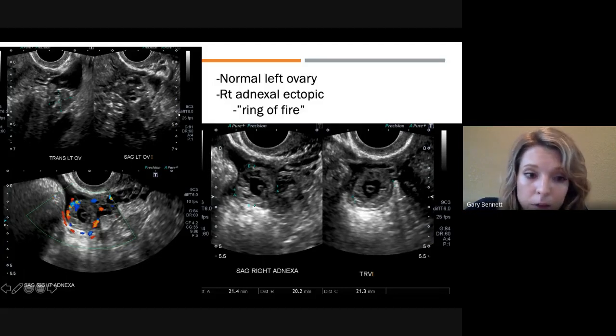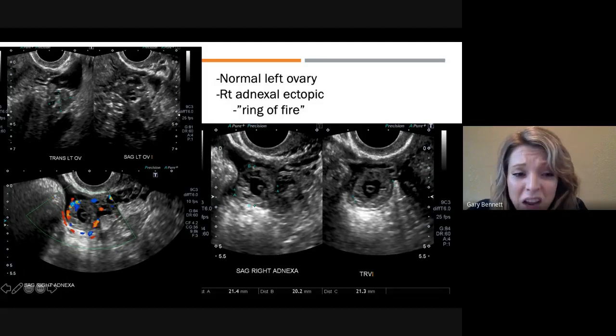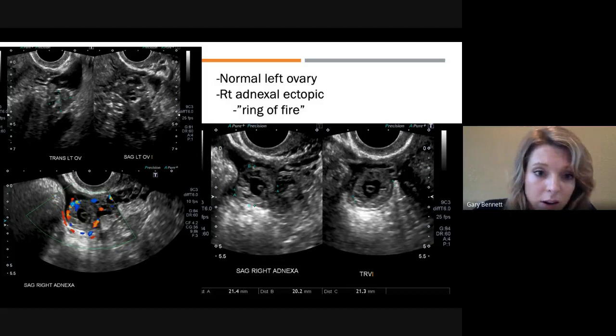We have many of the markers. We have the free fluid in the pelvis, the blood. We have the ring of fire on the right side. We have a gestational sac and a yolk sac. So we were really checking the boxes on this one. This is definitely an ectopic pregnancy.